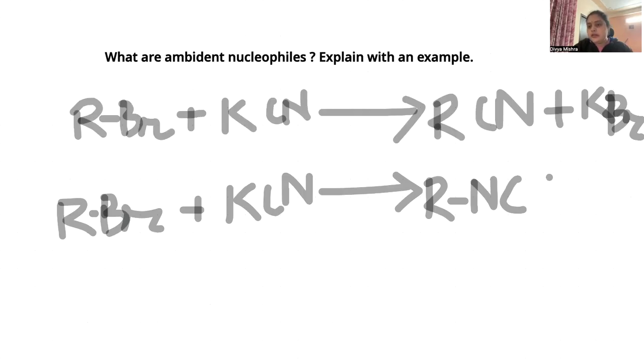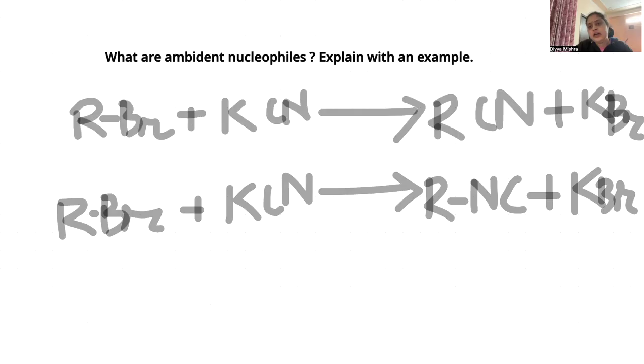And KBr is the side product. So you can see that cyanide is an ambident nucleophile. Why? Because it can react through the carbon side or also through the nitrogen side. And when it reacts through two different sites, it forms two different products, due to just changing the solvent, right?